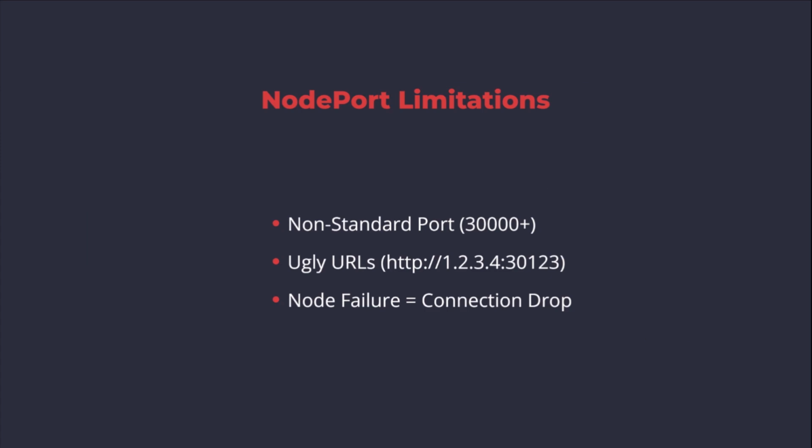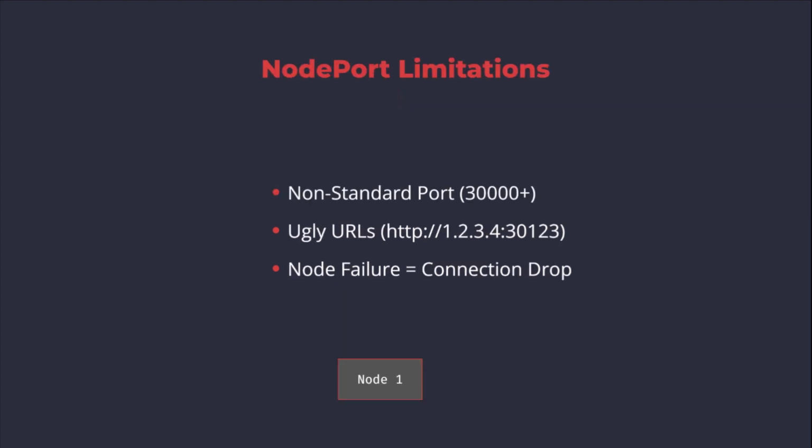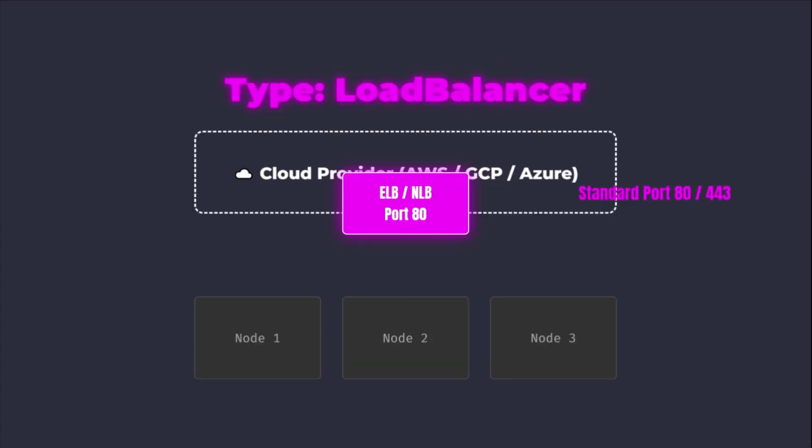NodePort has inherent limitations for production environments. Firstly, it exposes the service via a non-standard high port, which is often undesirable for public-facing applications like HTTP on port 80. Secondly, clients must know the IP address of at least one worker node. If that node fails, the client connection breaks, unless a separate external mechanism handles health checks and failover across the node IPs. This lack of native, resilient external load balancing necessitates the use of the load balancer service type for robust cloud deployments where high availability is mandatory.